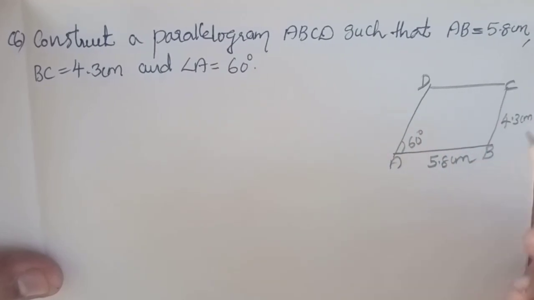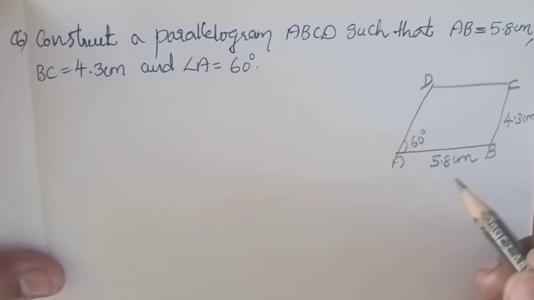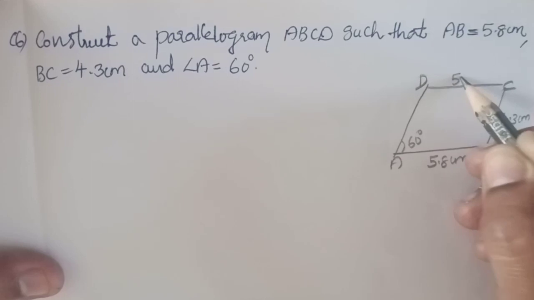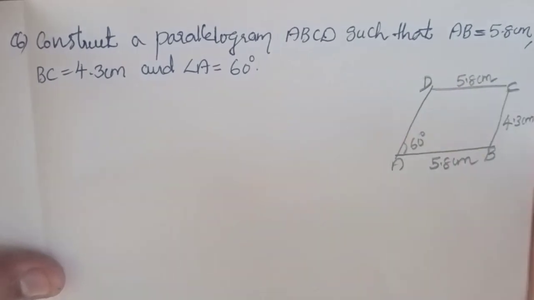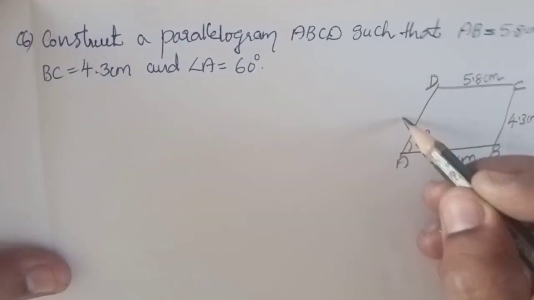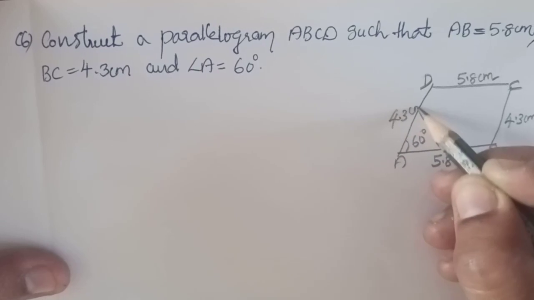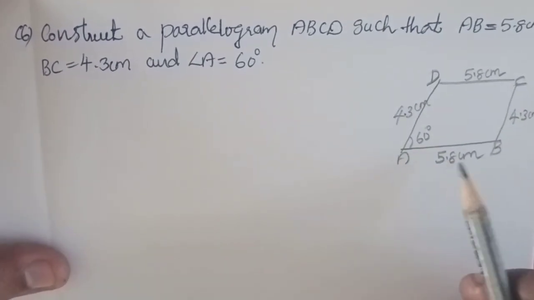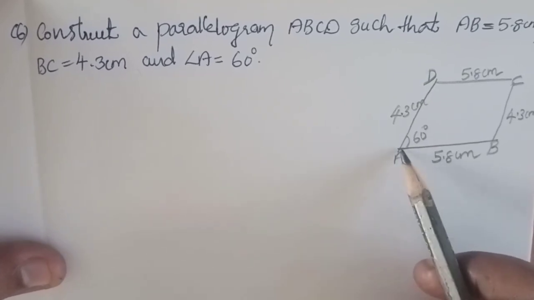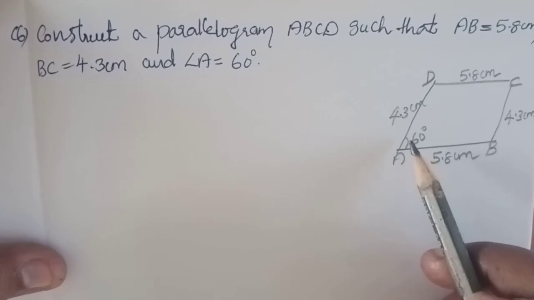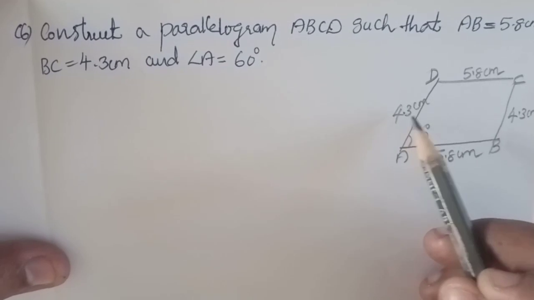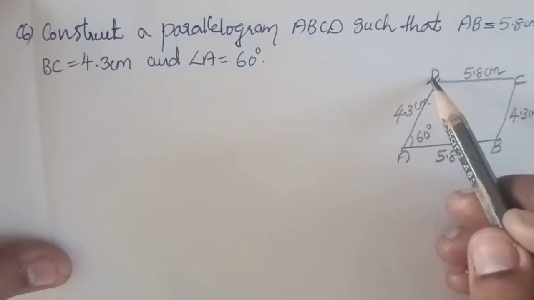In a parallelogram, the opposite sides are parallel and equal. So AB and CD are opposite sides. So AB is 5.8, so CD is 5.8. The same way, BC and AD are equal. So BC is 4.3, AD is also 4.3. First, draw a line segment AB equal to 5.8 centimeter. At A, measure angle 60 degree. Then, taking 4.3 centimeter radius with A as center, draw one arc.